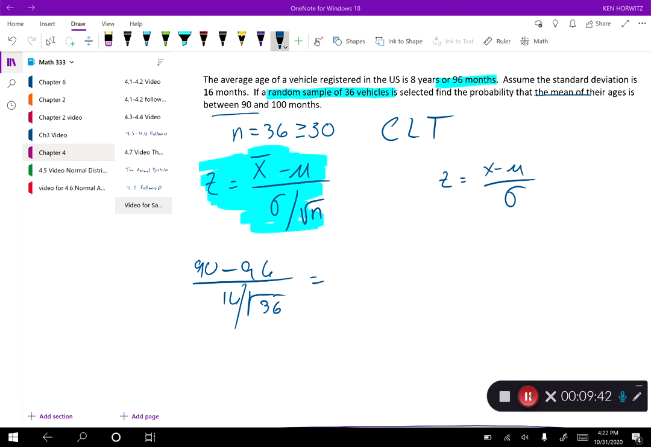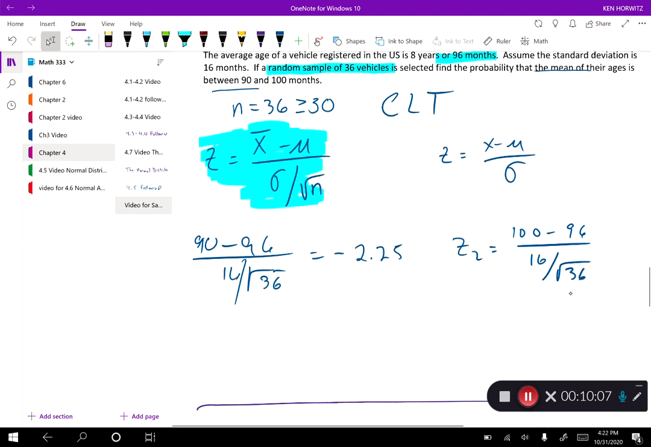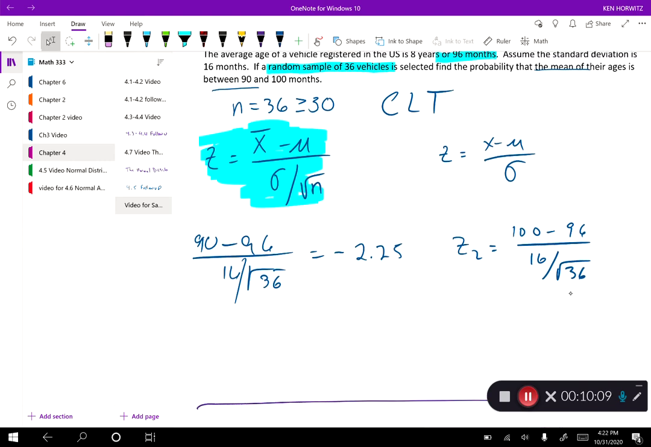All right, hopefully you did the math and got, as I did, negative 2.25 as our first z-score. Our second z is going to take our other average, 100 minus 96, and again, 16 divided by the square root of 36. So once again, I'm going to ask you to pause the video and see what our z-score is.